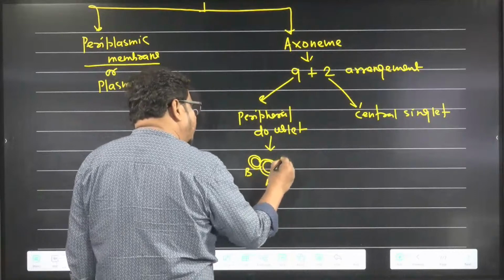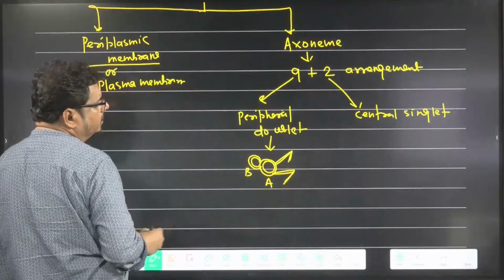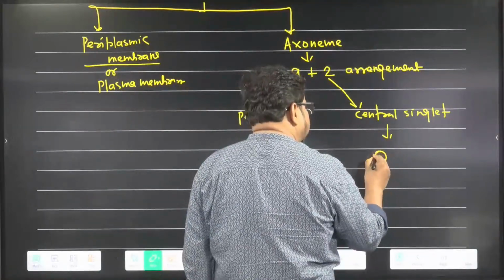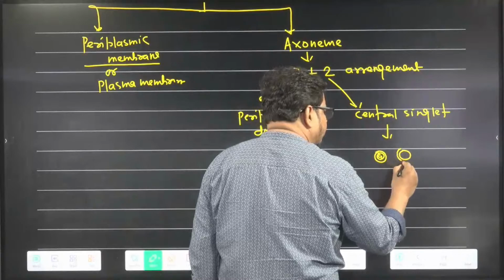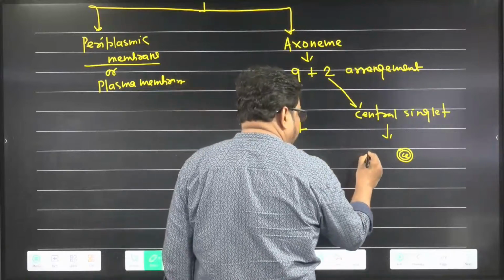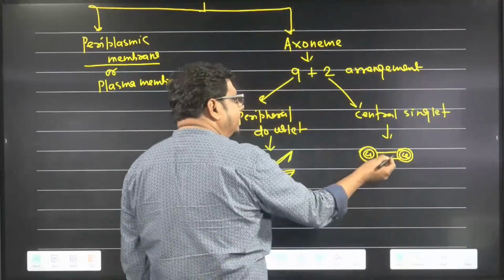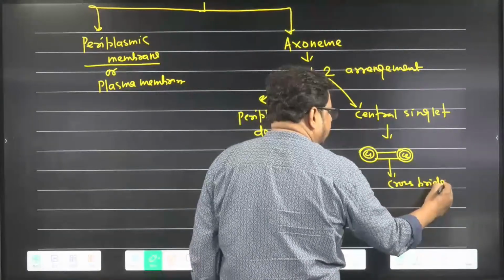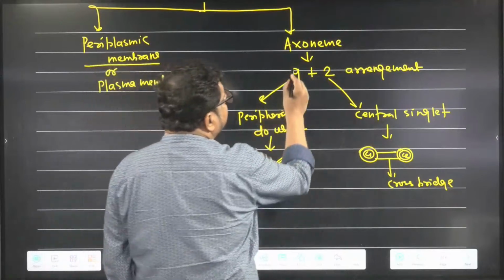Now, with the A microtubule you will find arms attached, outer and inner arms. So a doublet looks like this. Now I am telling you about the central singlet. The central singlet structure is like this. This is C1 and this is another singlet, C2, almost the same size. These C1 and C2 singlets are joined together by cross bridges.